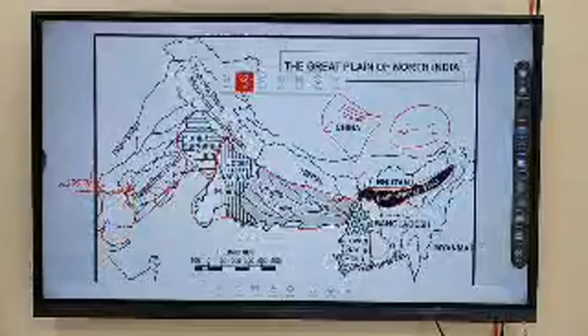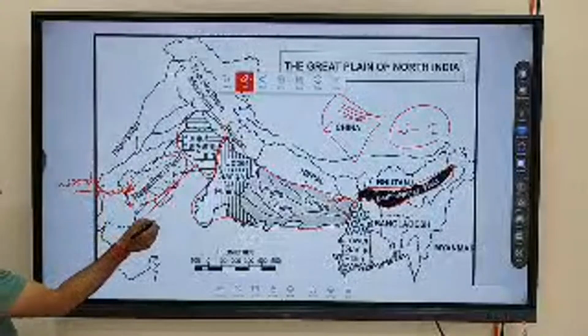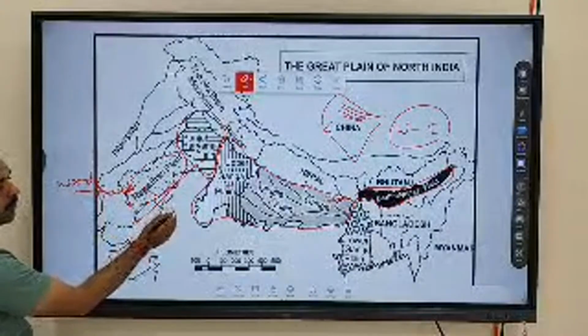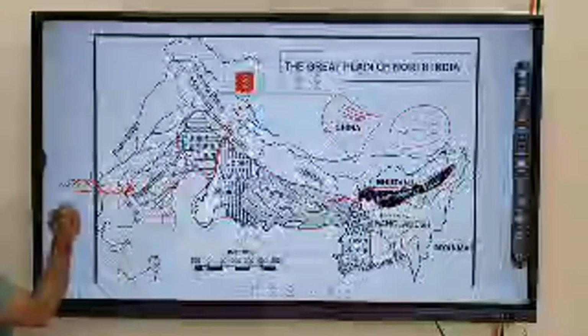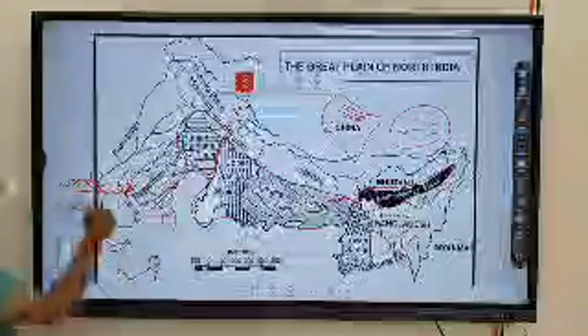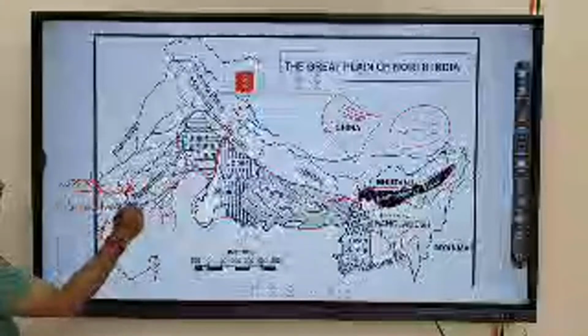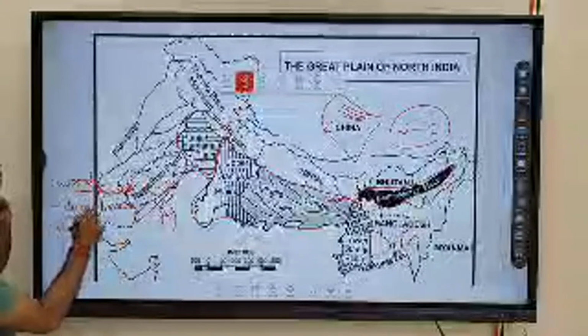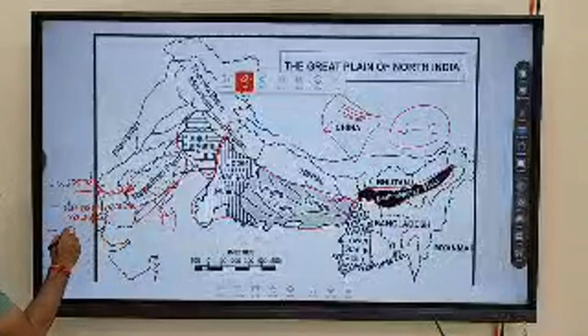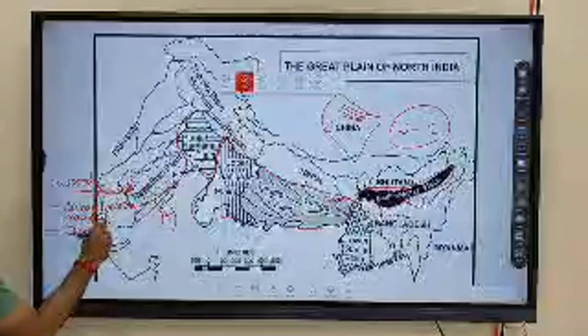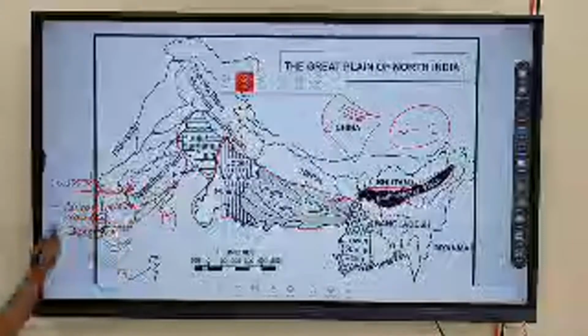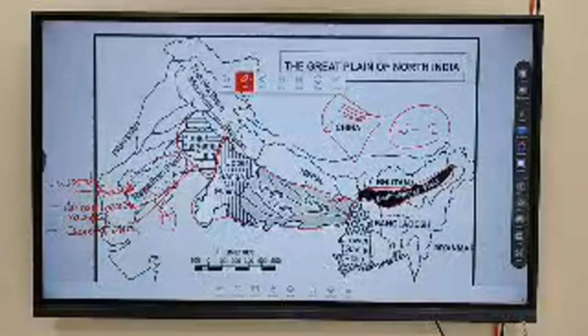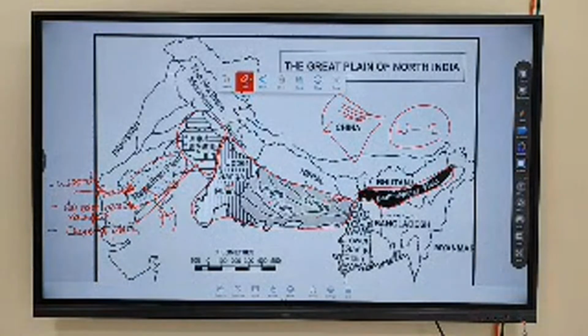Another important thing: since the Aravallis are not blocking the monsoonal wind, this region does not receive much rainfall. Because it does not receive rainfall, it is a desert plain. So these are found west of the Aravallis. The Aravallis do not block the monsoonal wind, that's why there is no rainfall, so it is a desert plain.